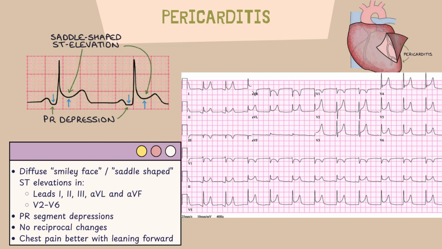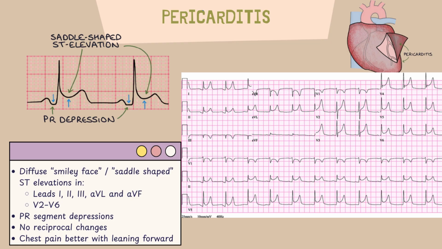So pericarditis and early repolarization. They both can cause ST elevations and kind of look like a STEMI, but they're not. And knowing how to tell them apart can save your patient from an unnecessary trip to the cath lab and also lead to the right diagnosis on top of everything. So let's break them down.